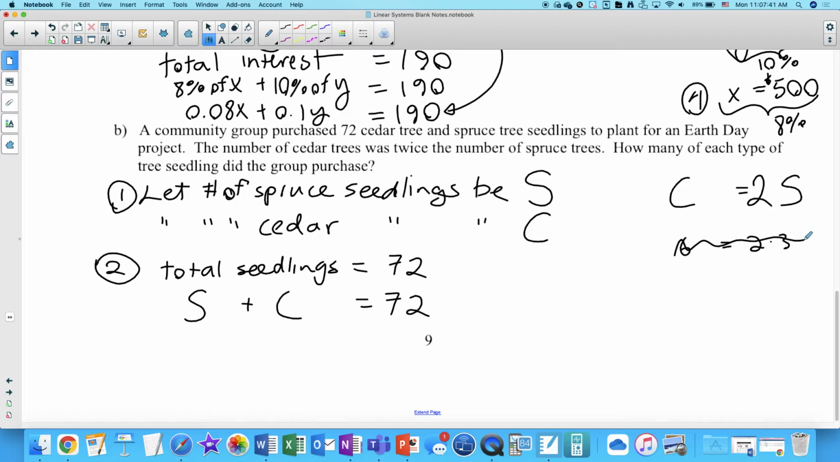Okay, so that is our other equation. Okay, now, if we're going to solve this, first step in solving is to isolate a variable. Well, look at our 2 equations.